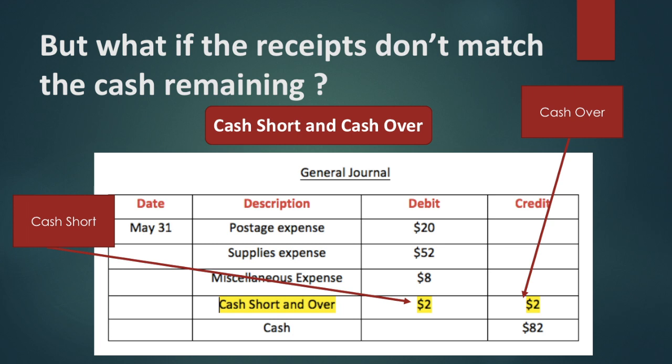A cash short is recorded as a debit because it is an expense we have to pay in order to bring the balance of the petty cash back to normal. Cash over is recorded as a credit, as it is an unidentified revenue that is increasing, and therefore we will need to pay less to bring the fund back to normal.